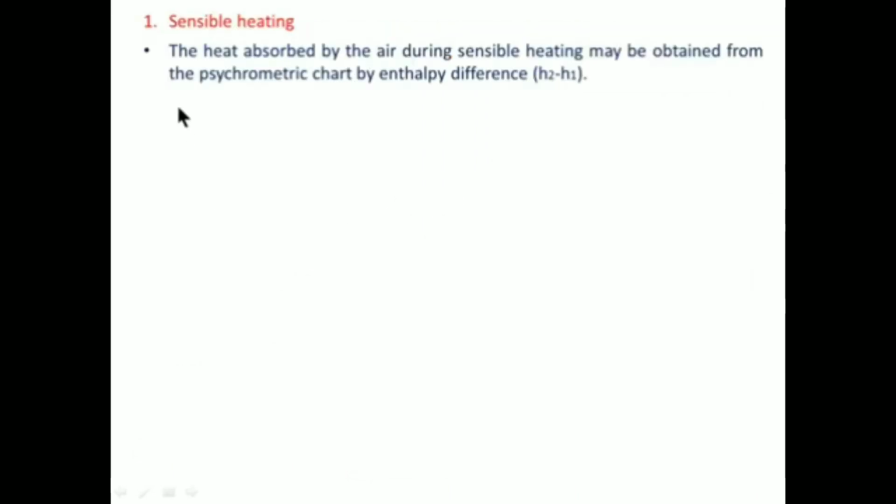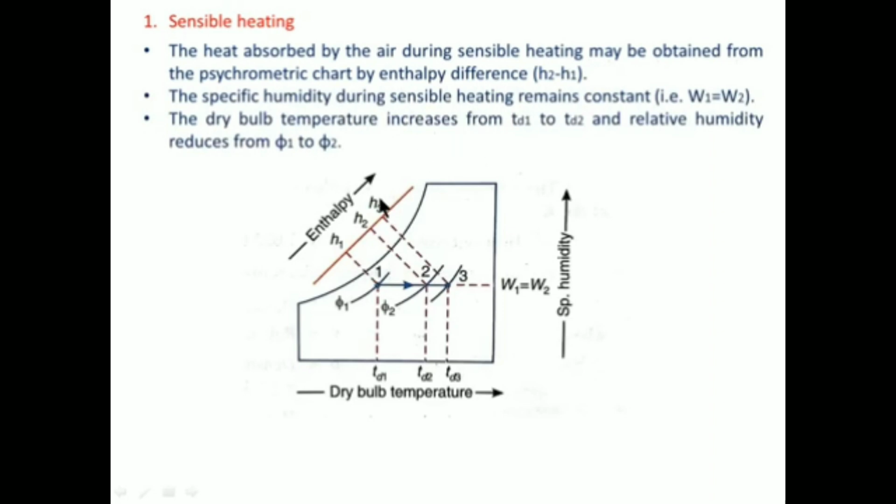In sensible heating, the heat absorbed by the air may be obtained from the psychrometric chart by the enthalpy difference H2 minus H1. So the 1 to 2 process is the sensible heating process, where we can see that the value of relative humidity is decreasing from Phi1 to Phi2. The value of enthalpy is increasing from H1 to H2. That's why heat added can be shown as Q equals H2 minus H1. During the process of sensible heating, the value of specific humidity remains constant.